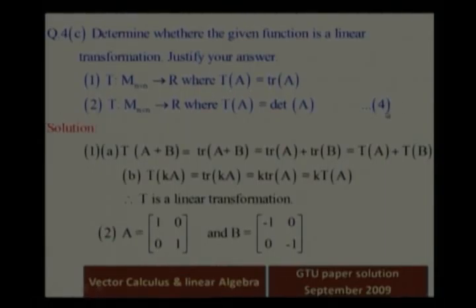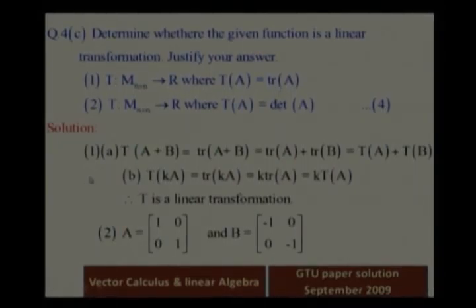So this question asks in 4 marks. Set of n cross n matrix to R. So T of A plus B. First one is transformation T of A is equal to trace of A. Now what is trace of A? That we know is the sum of the elements of the principal diagonal.